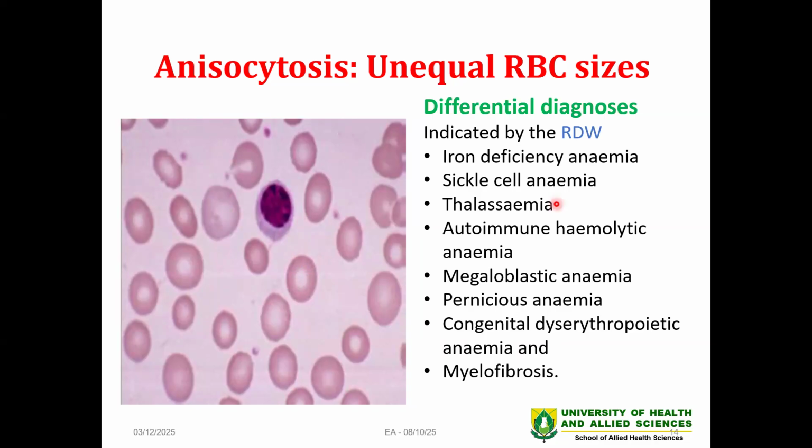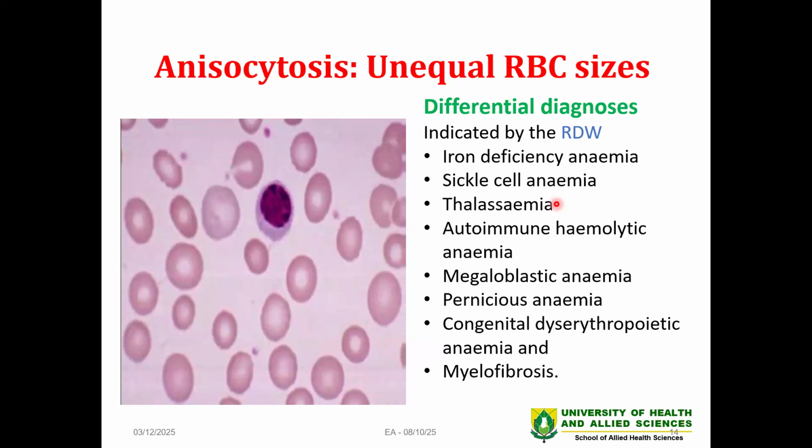So there is a parameter in the full blood count report called the red cell distribution width, abbreviated as RDW. So anytime we have an increase in the variation of the red cell sizes, the RDW value also changes or goes out of range. So we might find this happening in iron deficiency anemia, sickle cell anemia, the thalassemias, autoimmune hemolytic anemia, megaloblastic anemia, pernicious anemia. Then you even have congenital dyserythropoietic anemia, and then in myelofibrosis.